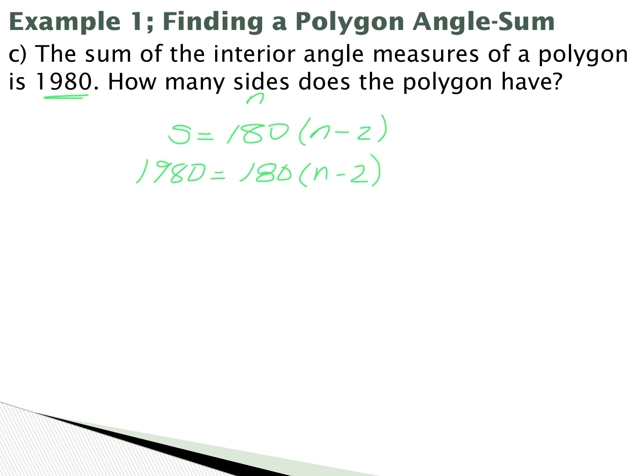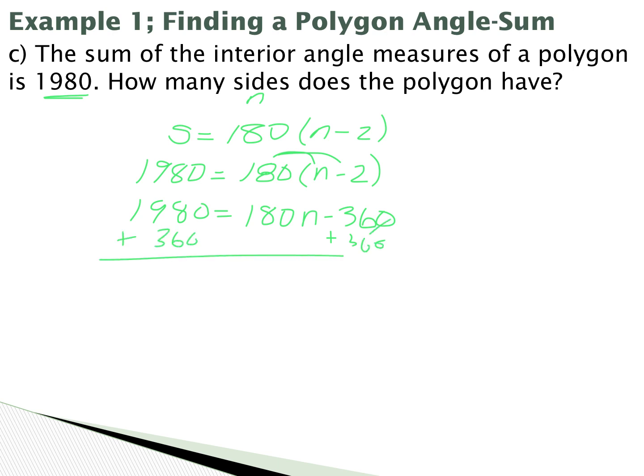We can do that a couple different ways. If we want to first distribute, we can do that. So then we would have 1,980 equals 180n minus 360. Then we're going to add the 360 over, giving me 2,340 equals 180n. And then to finish solving for n, we're going to divide by the 180.